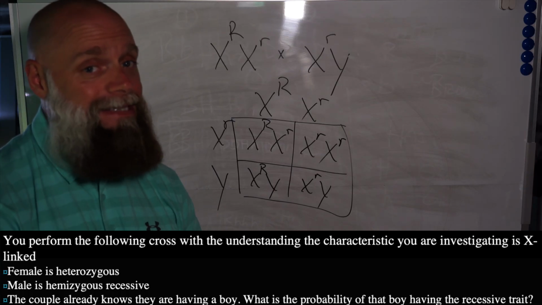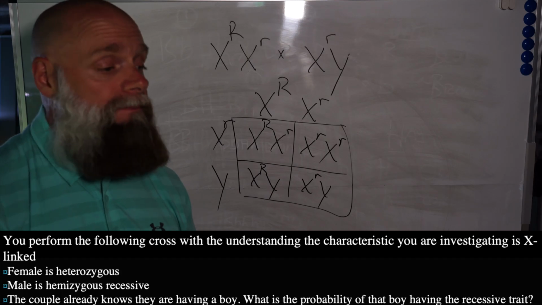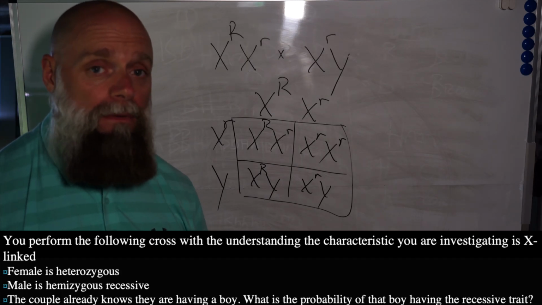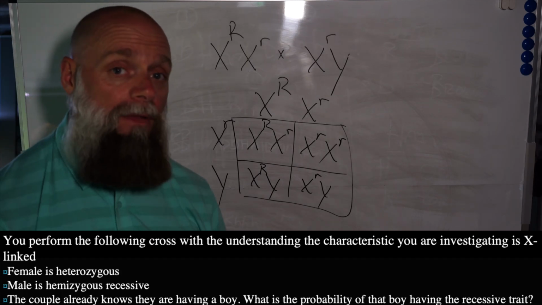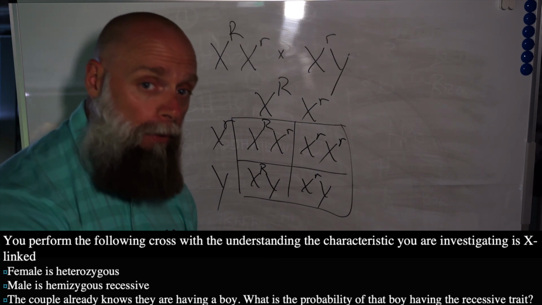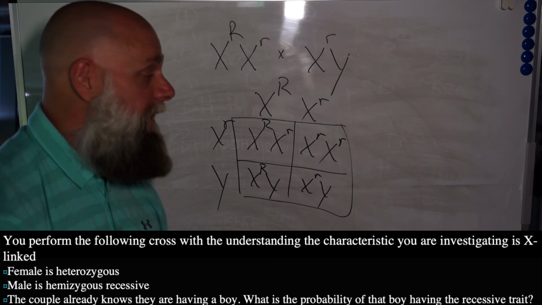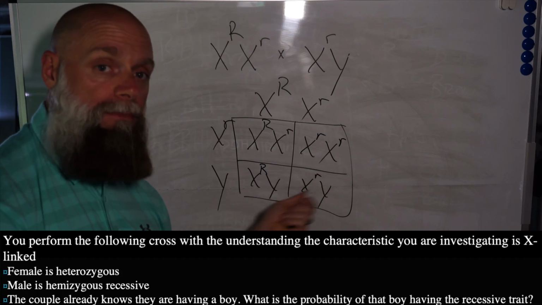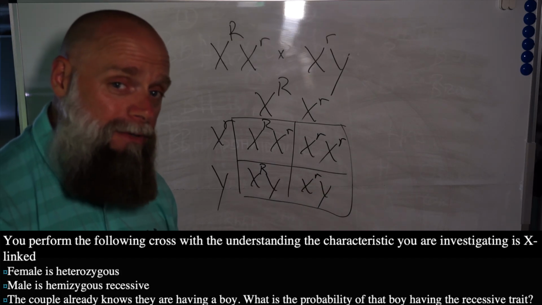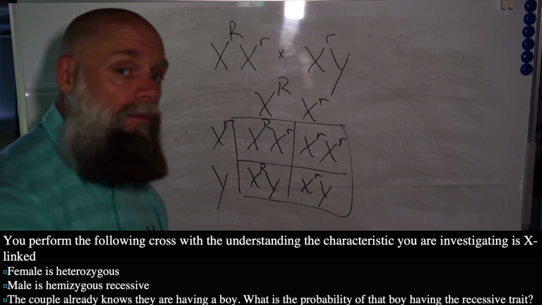And so now if I ask the same question, let's leave the part out where they know the sex of the child. What is the probability of having a boy with the recessive allele? Well, then it's 25% because we don't know if it's a boy or a girl. But if the couple knows if it's a boy or a girl, then you're only dealing with that sex.